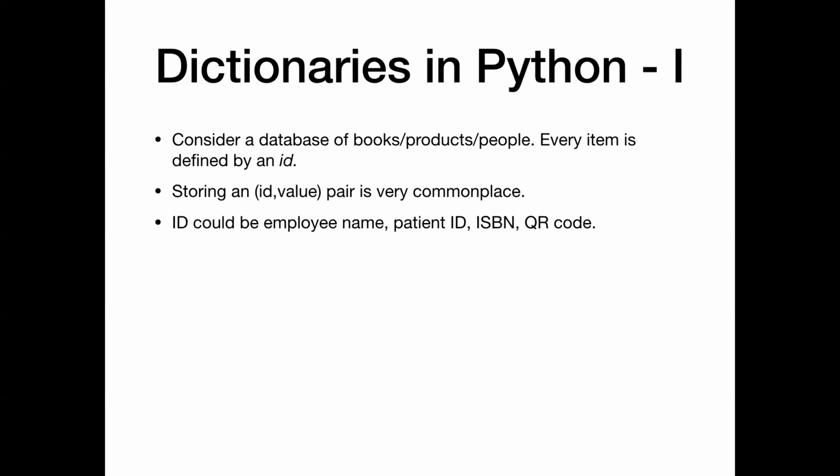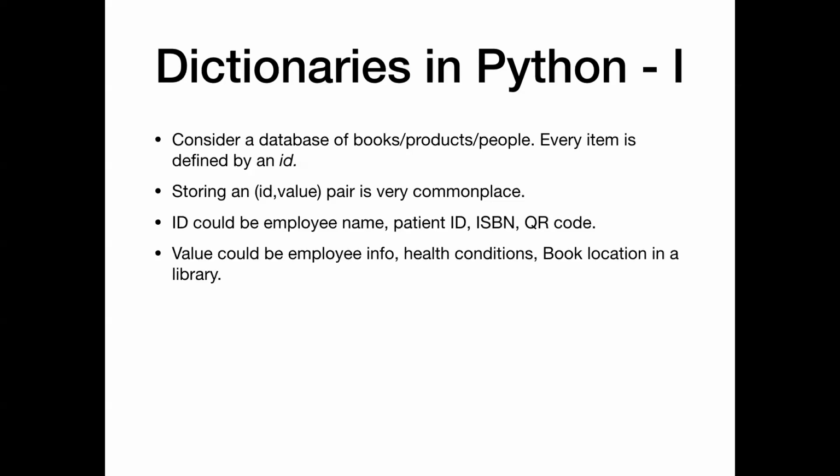And you often want to store a particular value for this ID. Imagine it could just be employee details, and there the ID would be the employee name or some kind of ID that is given to an employee. And values could be everything about the employee, like their salary, their age, maybe the designation they work at in the company, and things like that. For a library, it'll just be where it is stored in the library. But essentially, storing an ID and a value pair is very commonplace. It's something that we do very often in a lot of things. A lot of information is stored like that.